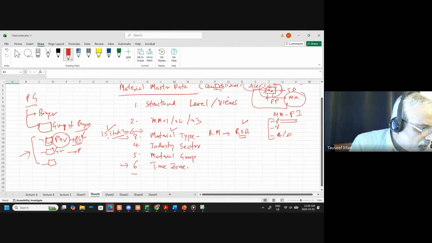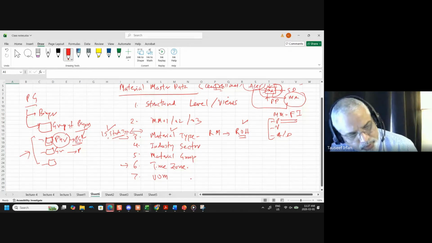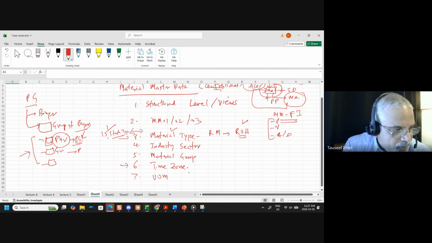So we'll do that. Okay, number 7 I want to explore here is unit of measure. Very, very important topic. Unit of measure, you know, the base unit of measure, the order quantity you want to order in a unit or a case or a box.